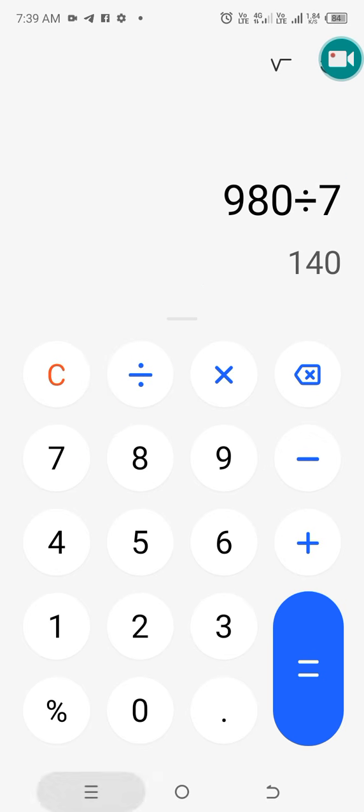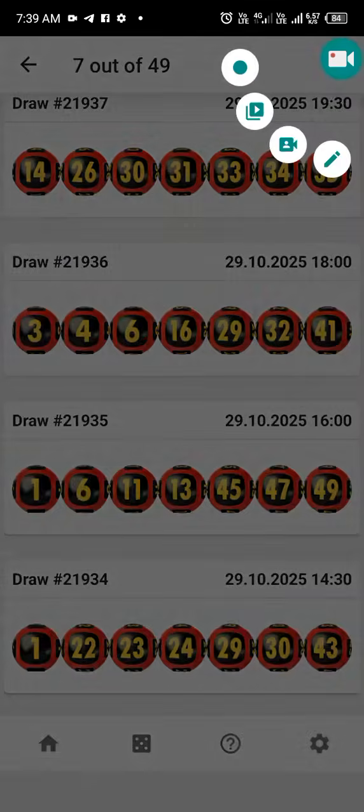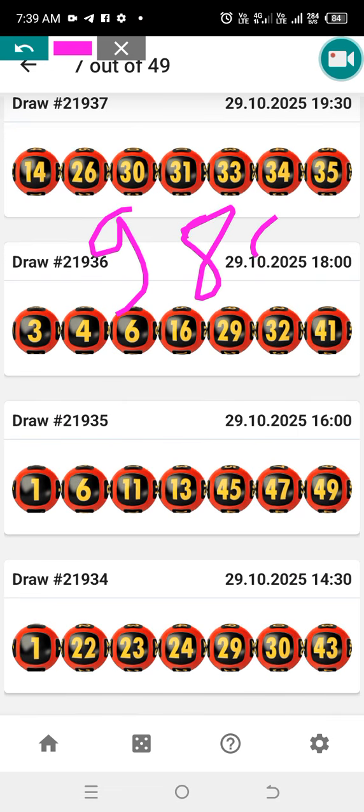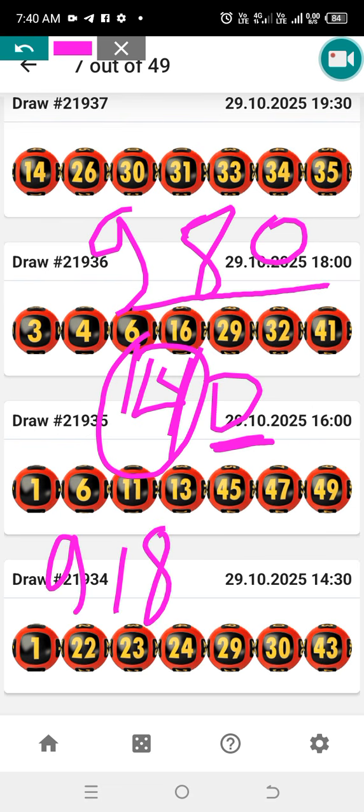Let's go to the chart. Yeah, 980, and we have 140. So what you do here, you will check the number which is very hot. So my hottest number here is 14 because there's a 0 at the back. Even this one is hot because it's a 0 at the back. 9 and 8 or 6 when you spin. Now 14 or 41 as well.